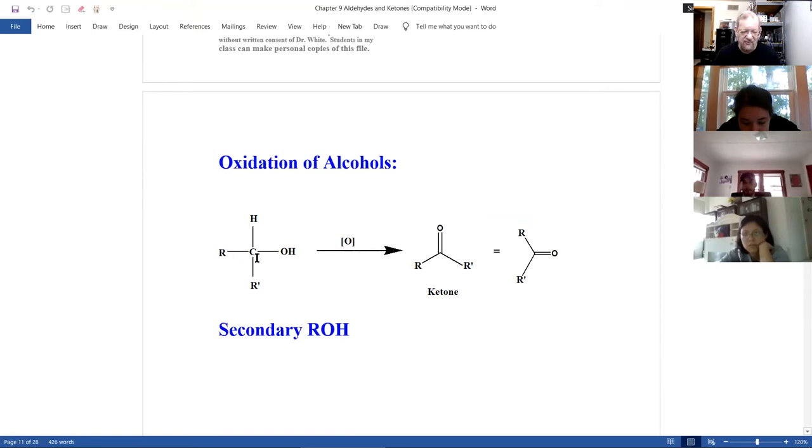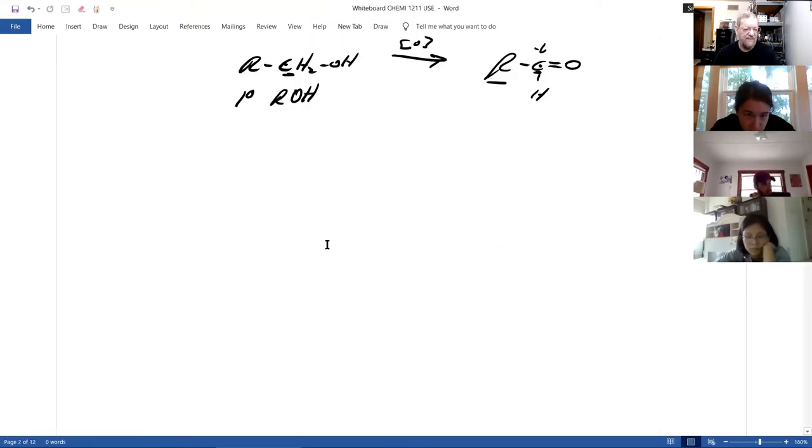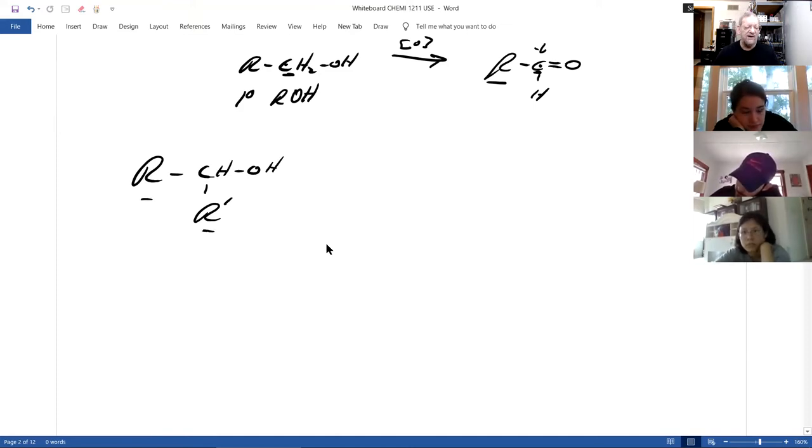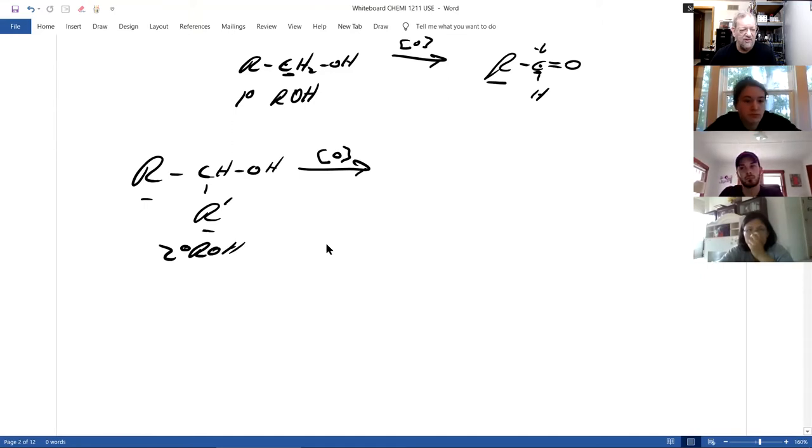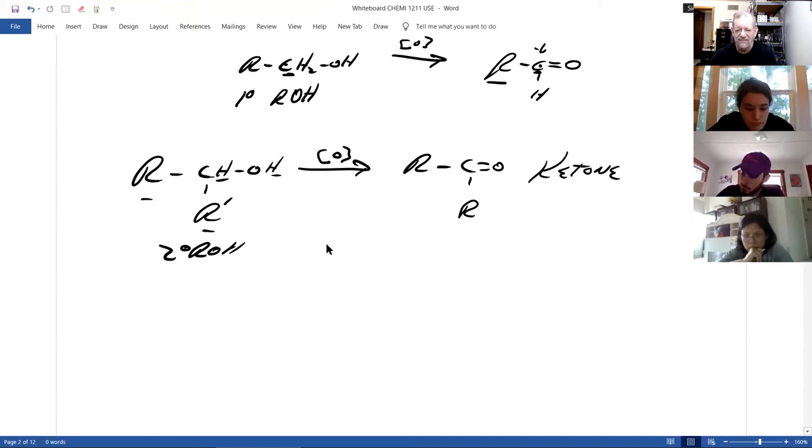Remember, secondary alcohol is two R groups on the carbon with the alcohol hydroxyl group. Remember, R and R prime are like X and Y. This just means there's carbon hydrogens in them. They can be the same or different. And if you oxidize the secondary alcohol, you lose a hydrogen here and form a carbon-oxygen double bond, a ketone. Remember, this carbon becomes this carbon.